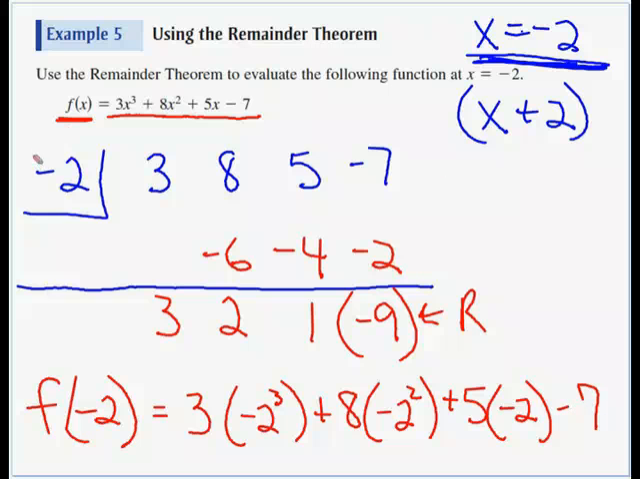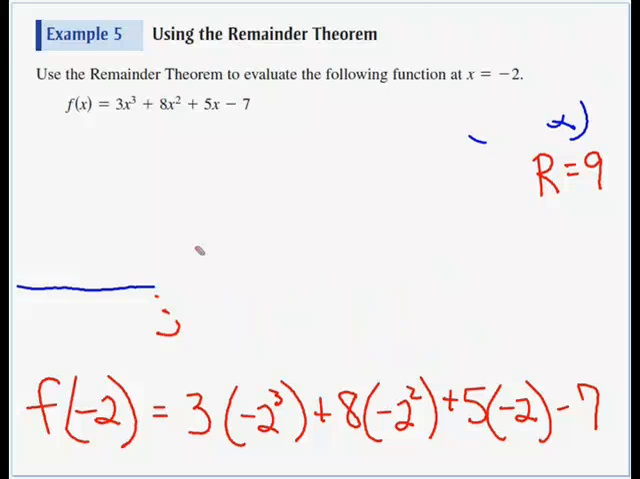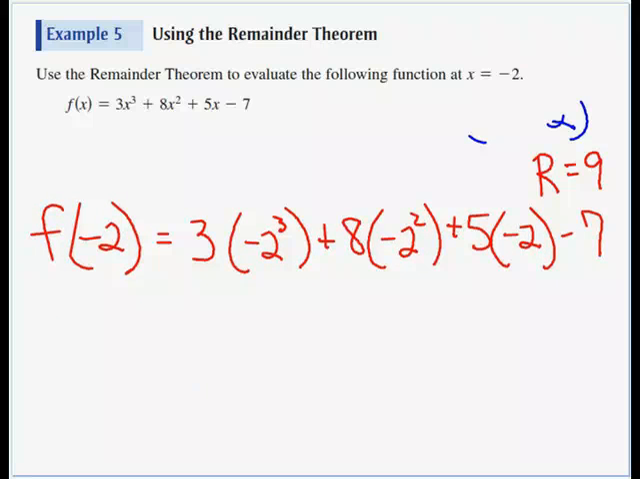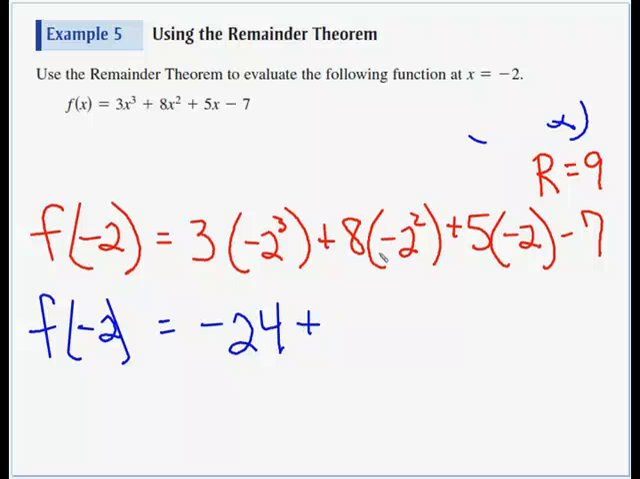And I guess I'll need a little bit more room. Let me just write up here. Our remainder was equal to 9. That's the important part. So let's figure out what all this is going to turn into. Again, we're evaluating f of -2. Well, let's see. -2 cubed is -8 times 3 is -24. Plus -2 squared is +4 times 8 is 32. And then we have 5 times -2, that'll be a -10. And then we have another -7 at the end.